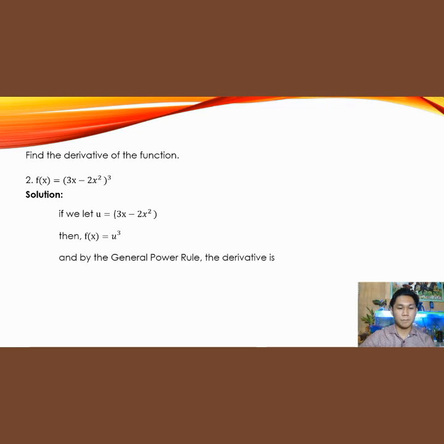So here's another example. Example number 2. Find the derivative of the function. f of x is equal to quantity 3x minus 2x squared quantity cubed. Solution. If we let u equal 3x minus 2x squared, then f of x is equal to u cubed, and by the general power rule, the derivative is f prime of x equals 3 times quantity 3x minus 2x squared quantity squared times 3 minus 4x.